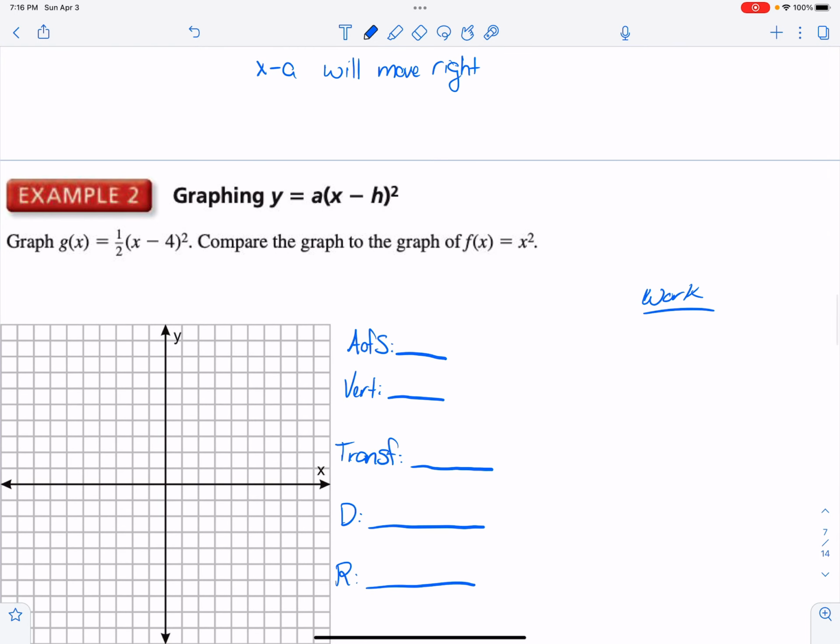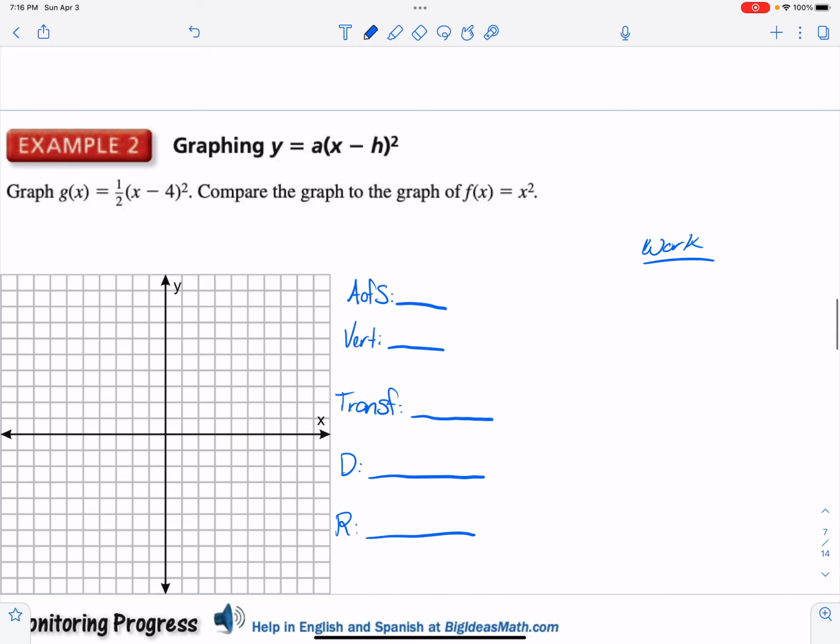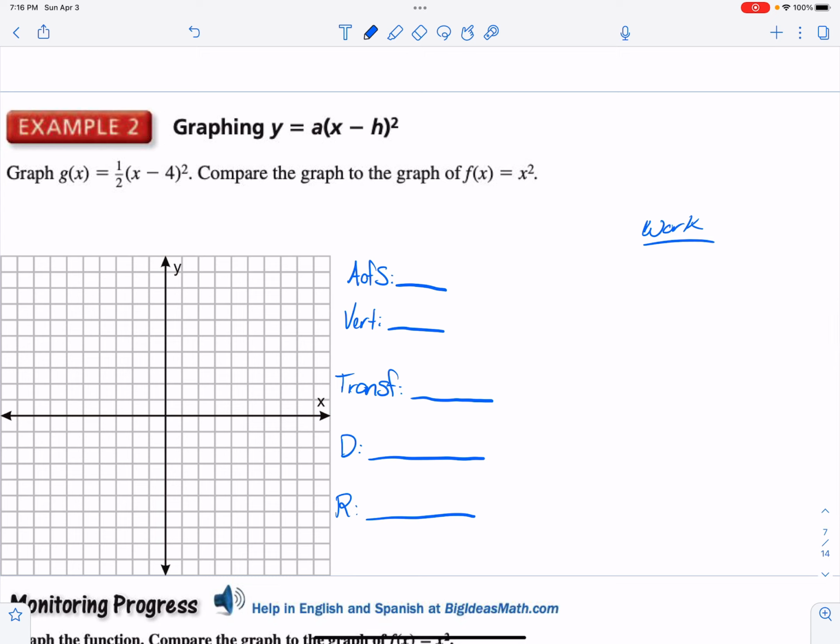So in this one, if I were to look at this and try to figure out what the value of h is, it says x minus 4. So the value of h, my axis of symmetry, is actually +4.